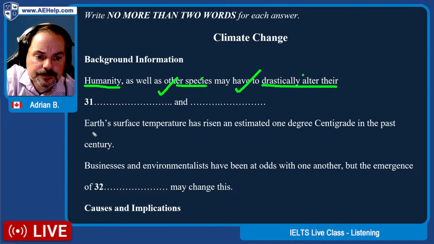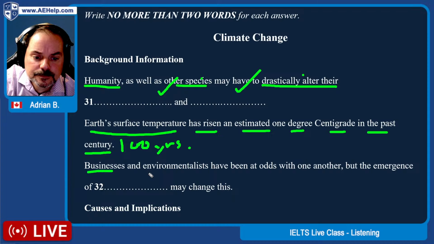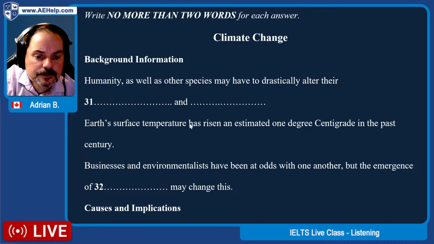The average temperature on the Earth's surface has risen by an estimated 1 degree centigrade in the last 100 years, and this trend is continuing at an ever-increasing speed. Until now, it seems that business and the environment have met as adversaries. But with the growing profitability of green products, perhaps business can play a positive role in the fight to save the environment.